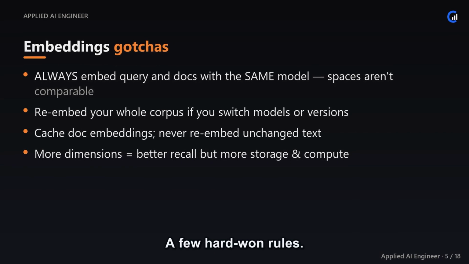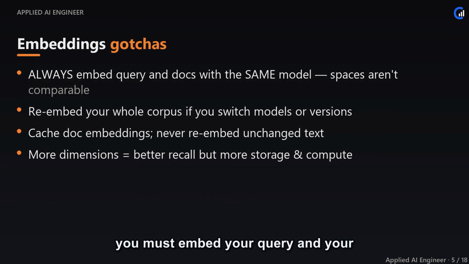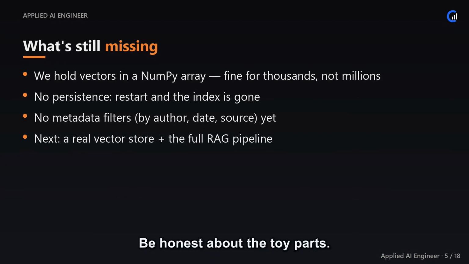A few hard-won rules. First and most important, you must embed your query and your documents with the very same model. Two models produce two incompatible spaces, and comparing across them gives nonsense. Second, if you ever change models, you have to re-embed the entire corpus. Third, embeddings are deterministic for fixed text, so cache them, never pay to re-embed a document that hasn't changed. And finally, bigger vectors usually mean better recall, but they cost more to store and search, a trade-off you'll tune per use case.